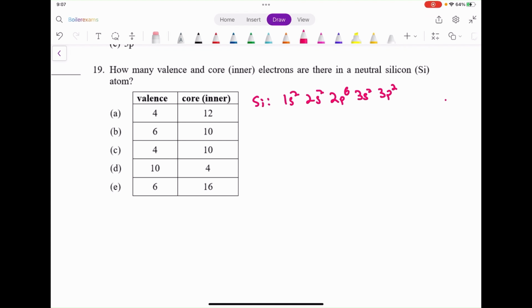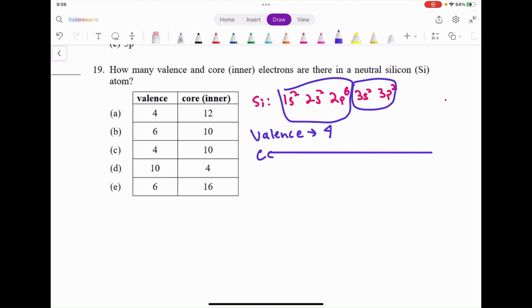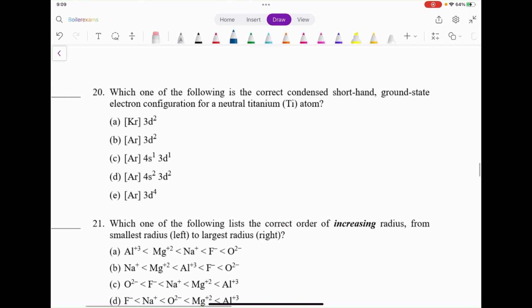Valence electrons are the electrons that are in the highest energy level. So it's going to be these 4. So for valence, we are going to have 4 electrons, and then the core is just everything else. So these, the core is going to be 10? So 4 and 10.